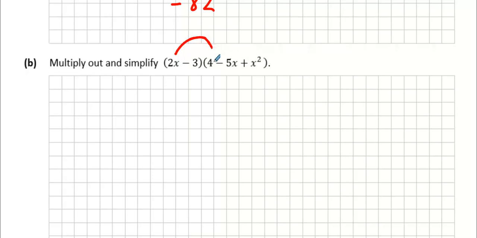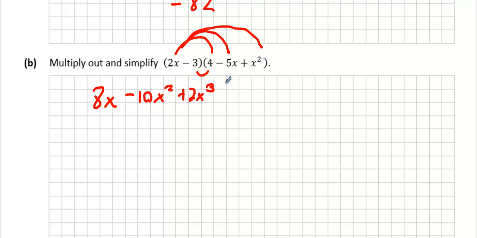Next part. Multiply out and simplify. So 2x multiplies by everything in this bracket. 2x times 4 is 8x. 2x times minus 5x is minus 10x squared. 2x times x squared is 2x cubed. Minus 3 times 4 is minus 12. Minus 3 times minus 5x is plus 15x. And minus 3 times x squared is minus 3x squared.